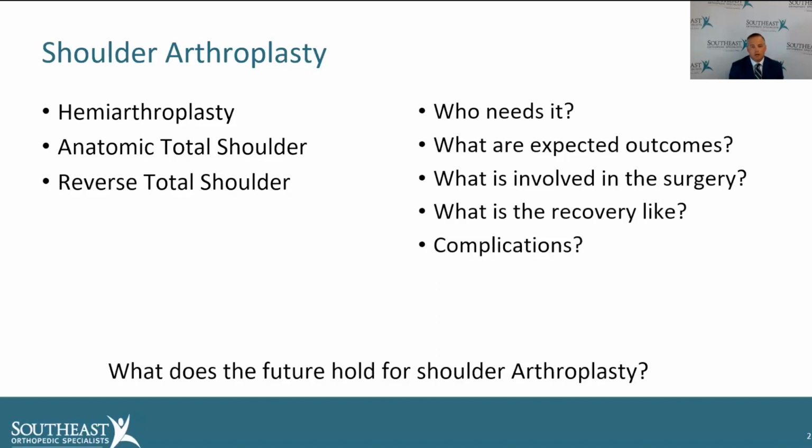So I'm going to talk a lot about shoulder arthroplasty tonight, and really three different types of shoulder arthroplasty: hemiarthroplasty, anatomic total shoulder, and reverse total shoulder. We'll try to cover who needs it, what the outcomes are like, what's involved in the surgery, what the recovery is like, any complications that are possible, and then really a lot of what the future holds for shoulder arthroplasty.